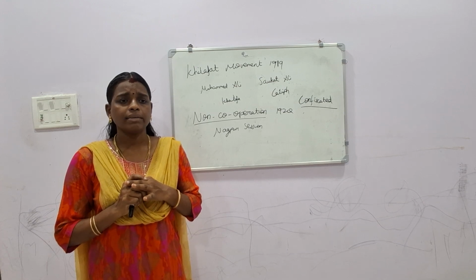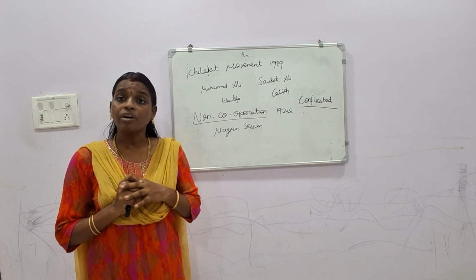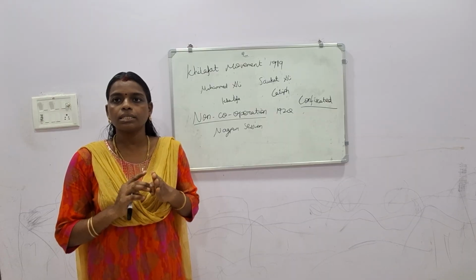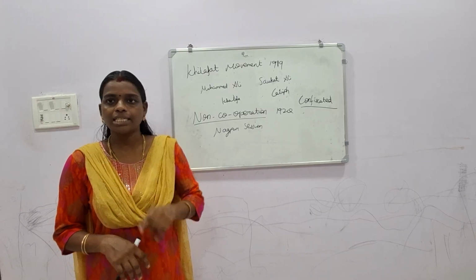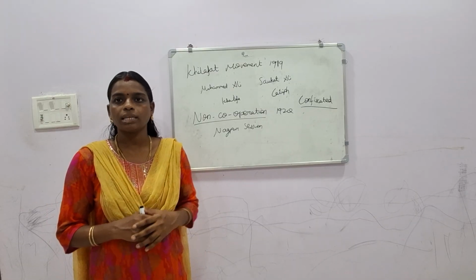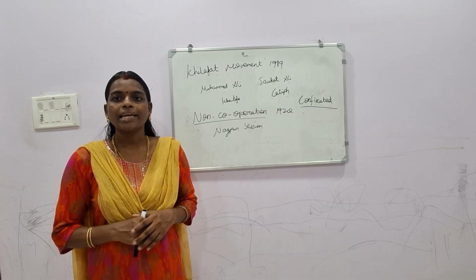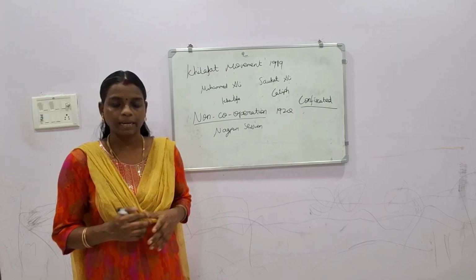the Britishers had given a lot of titles and even a lot of awards to Indians. All the titles and awards must be returned to the Britishers. For example, Mahatma Gandhi got the Kaisar-i-Hind, and Rabindranath Tagore got the Knighthood title.